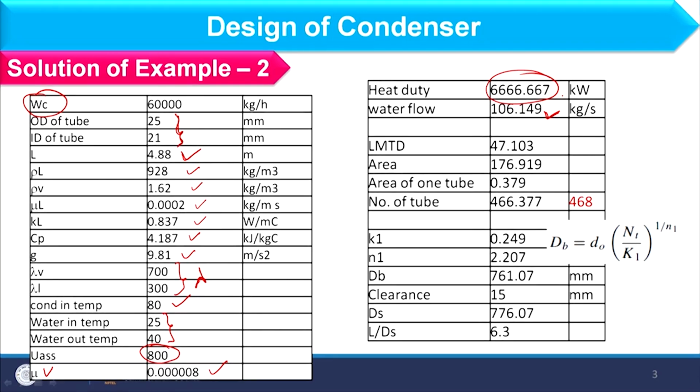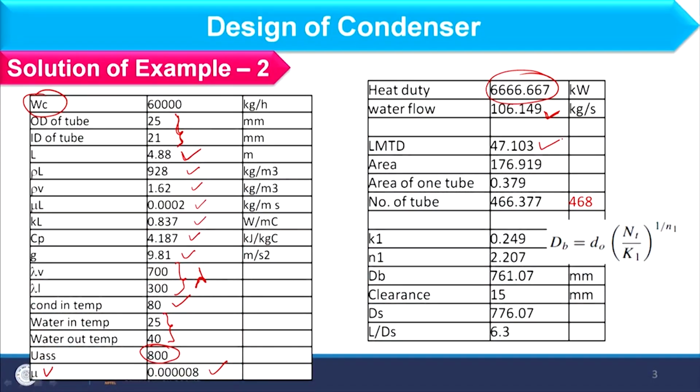Because condensation is carried out at only one temperature, that is 80 degrees, isothermal condition is there. However, on the water side I have non-isothermal condition. So in this case we can find the LMTD directly without considering the FT factor.